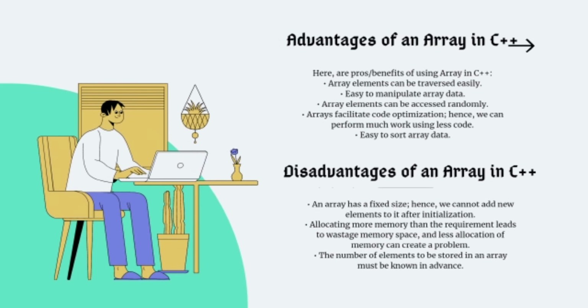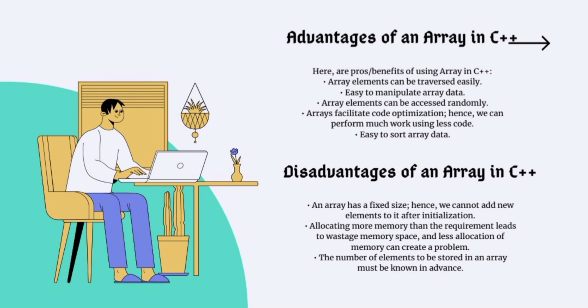Advantages of an array in C++. Here are the pros, or benefits, of using an array in C++. Array elements can be traversed easily. Easy to manipulate array data. Array elements can be accessed randomly. Arrays facilitate code optimization. Hence, you can perform much work using less code. Easy to sort array data.